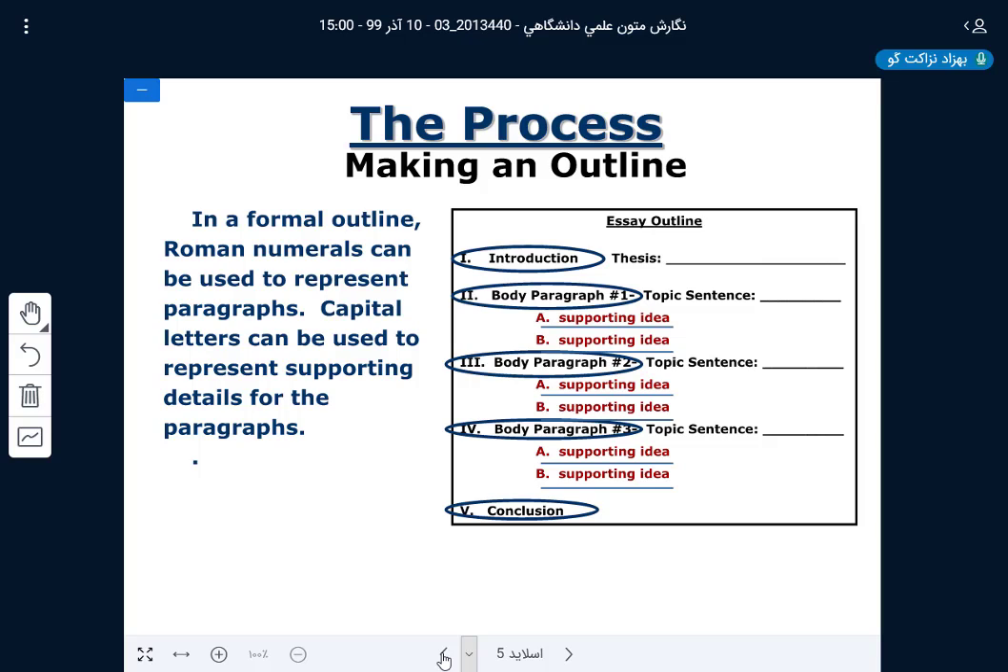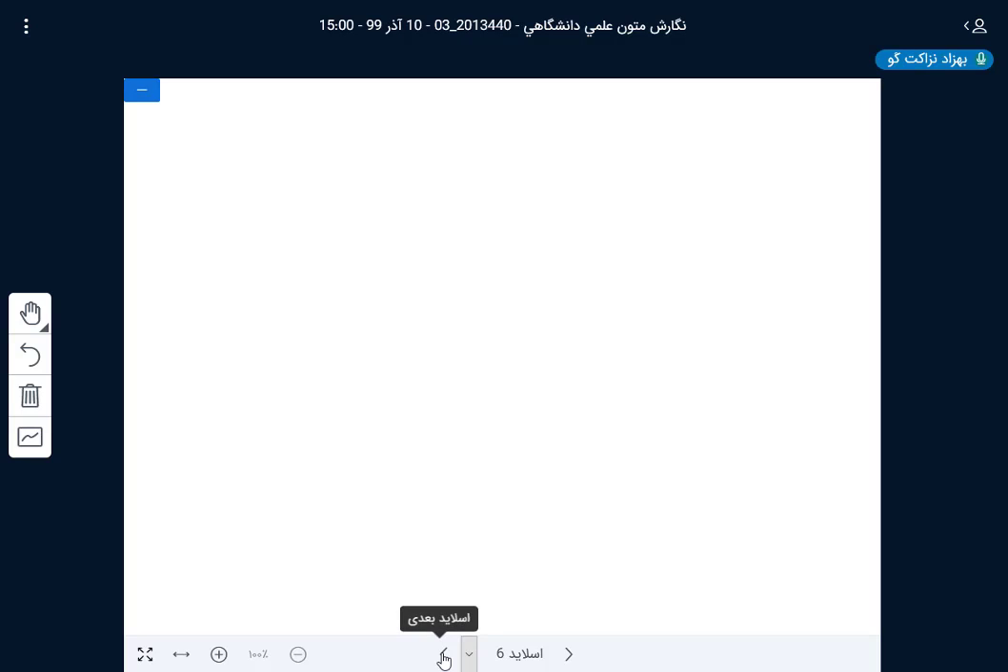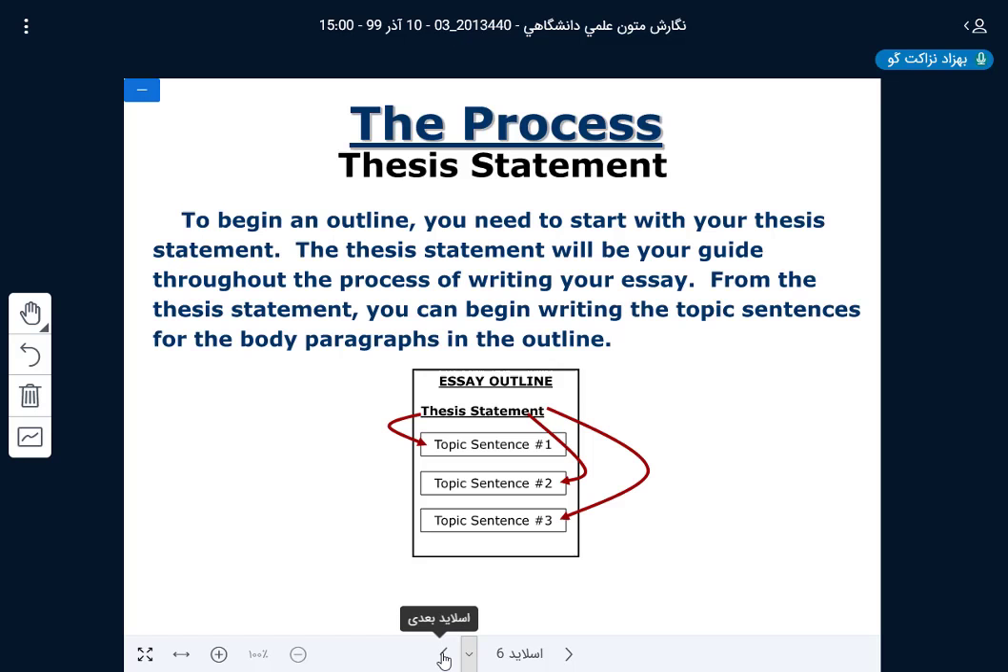But before moving to the process or the outline of an essay, which has its own introduction, some body paragraphs with supporting ideas, and the conclusion, I just call your attention to the definition of the paragraph. Well, is there anybody in the class to help me with this part?